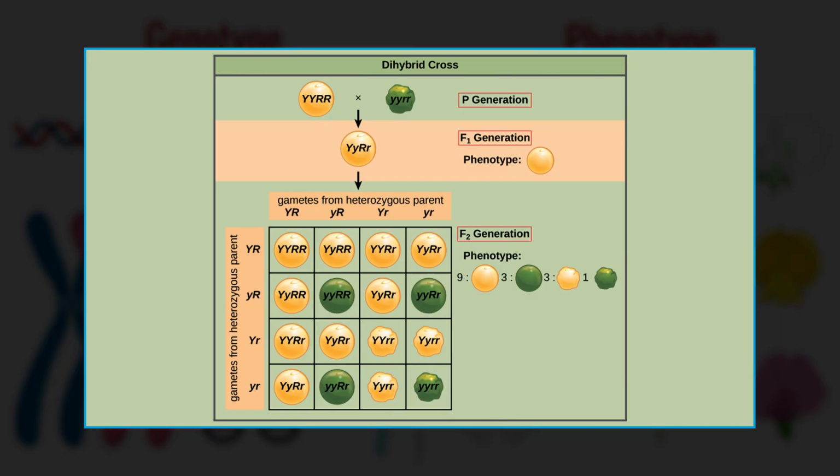However, we know that the allele donated by the parent with green seeds was not simply lost because it reappeared in some of the F2 offsprings. Therefore, the F1 plants must have been genotypically different from the parent with yellow seeds.